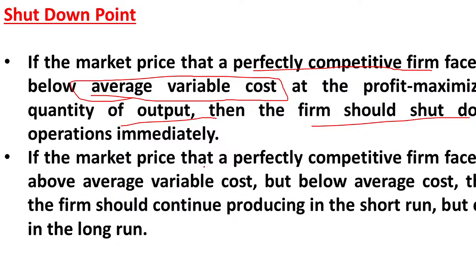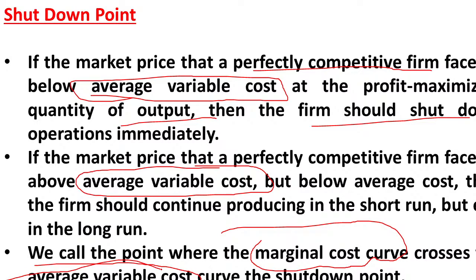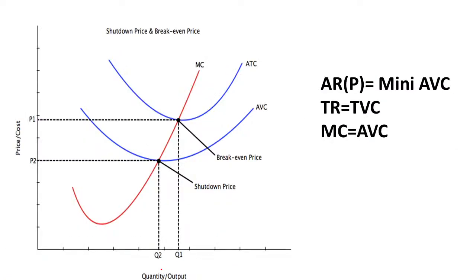So if the market price is such that the firm is unable to cover average variable cost, the firm will shut down the business. So we call the point where the marginal cost curve crosses the average variable cost curve, please remember, the shutdown point. Yes, where the marginal cost curve is crossing the average variable cost curve, that point is known as the shutdown point.